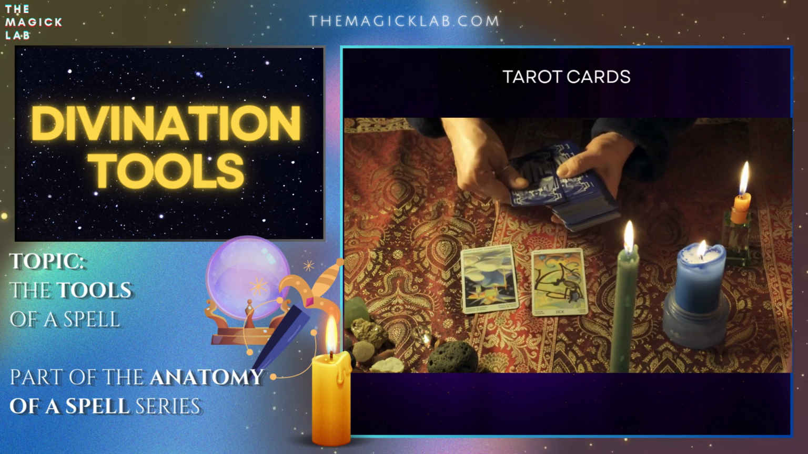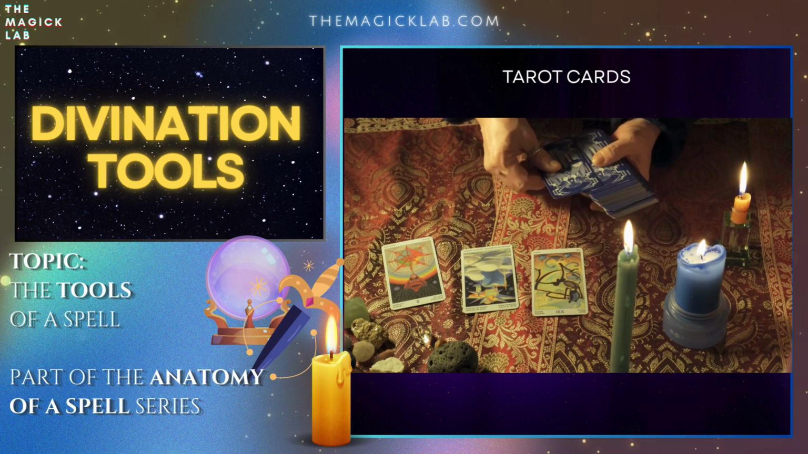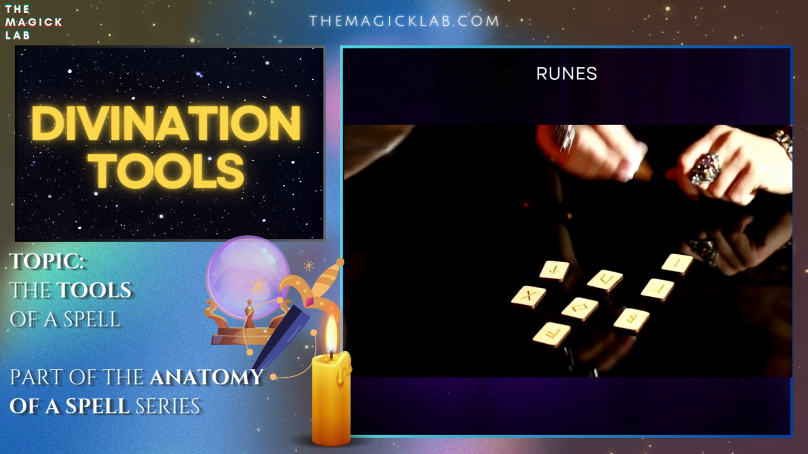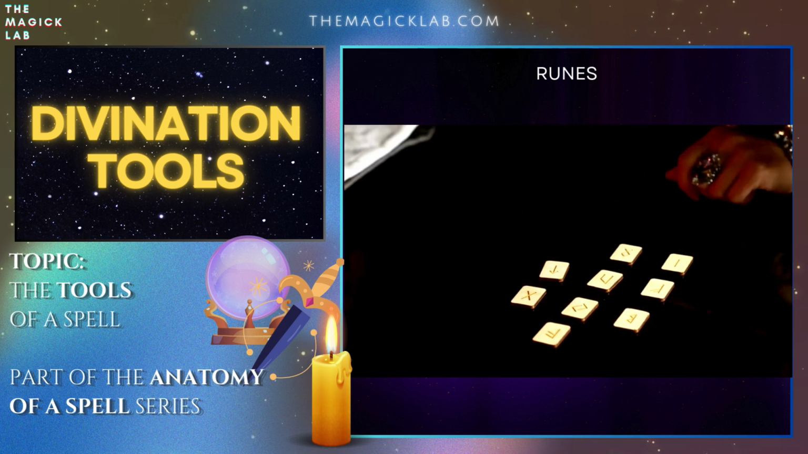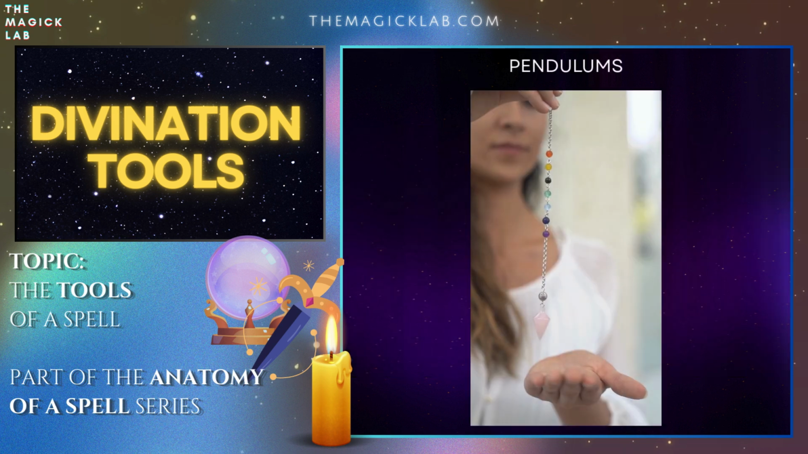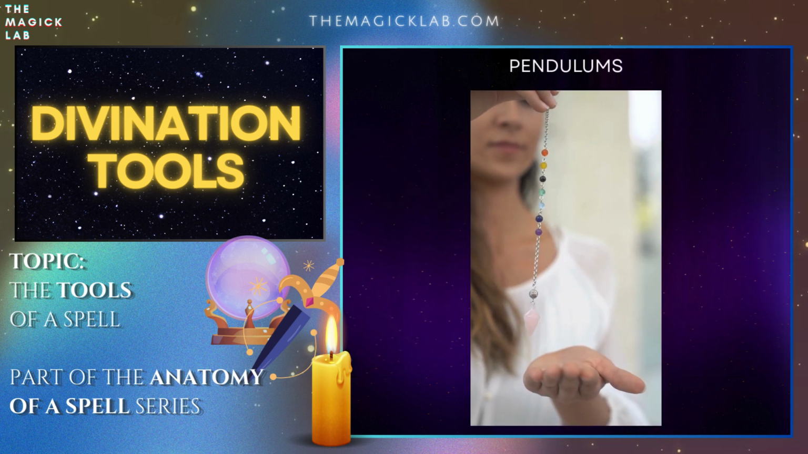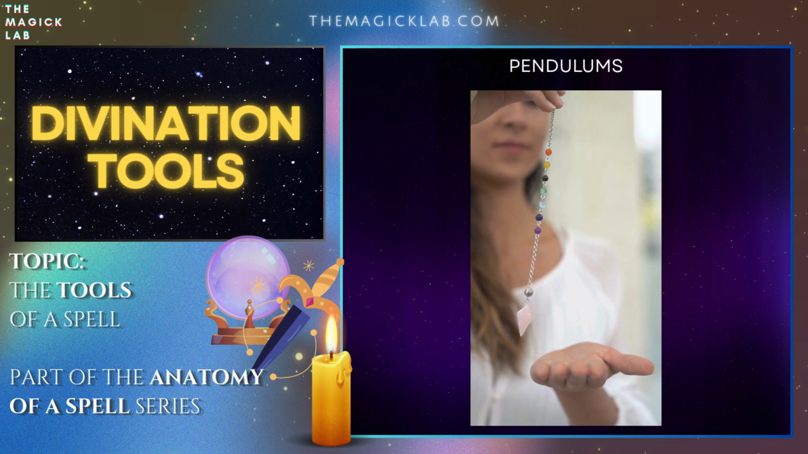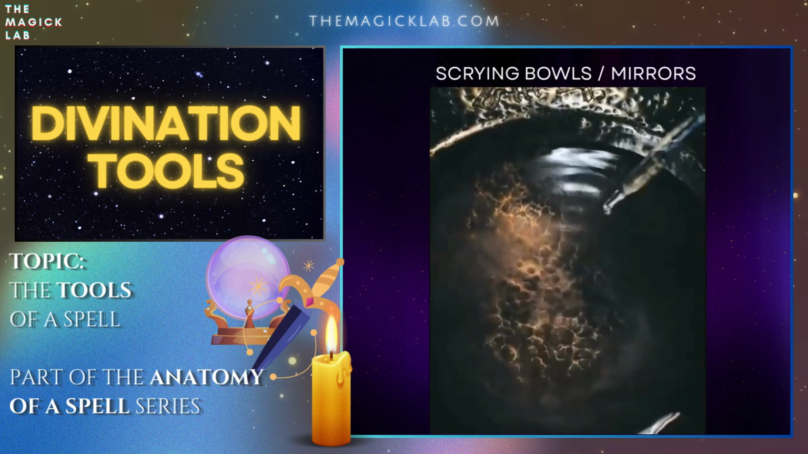These cards can help you explore psychological, emotional, or archetypal dynamics. Runes give concise guidance. It's often in the form of short symbolic messages that point to underlying energies or decisions. Pendulums are simple yes, no, or directional tools. These are used to confirm energetic questions and guide decisions.